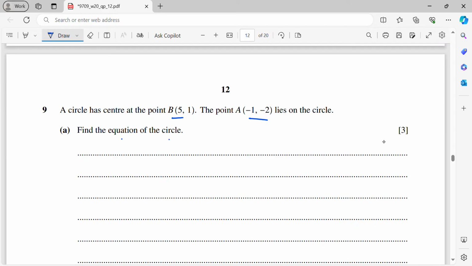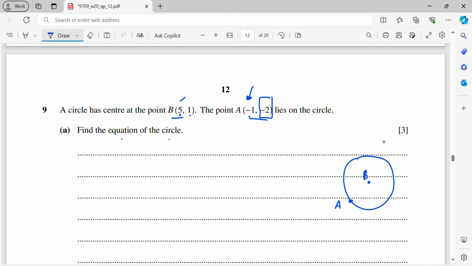Alright, so basically (5, 1) and (-1, -2). That means, okay, let's say this is a circle. Right, center is here. (5, 1). So this is B, (5, 1). Now when you look at the A here, the x coordinate is -1. So this -1 shows that it should be on the left side of B. And then the y is -2. That means it should be below the B. Alright, so let's say here is A.